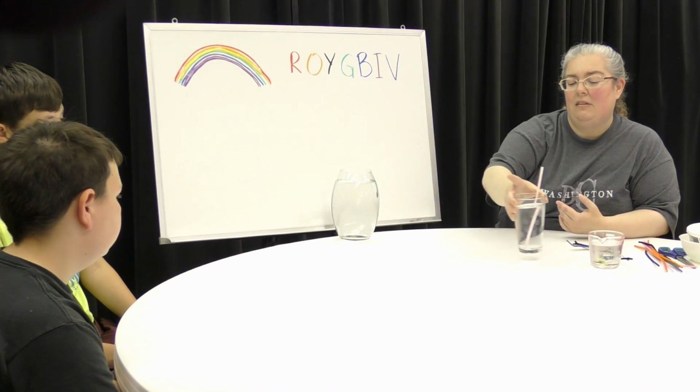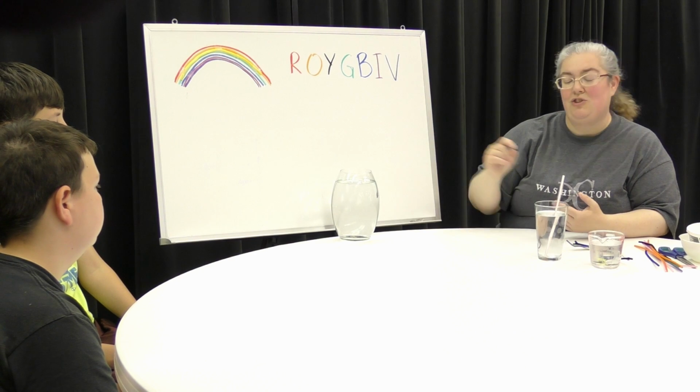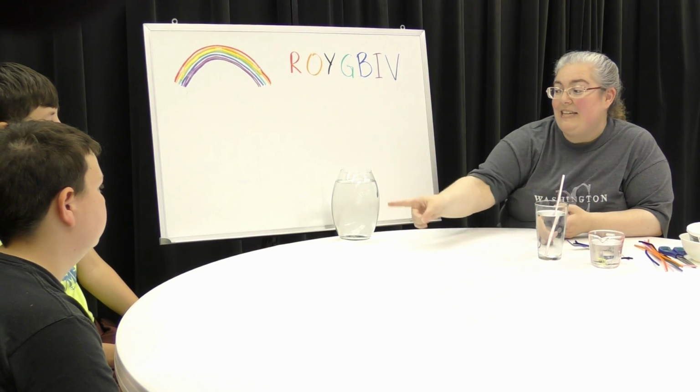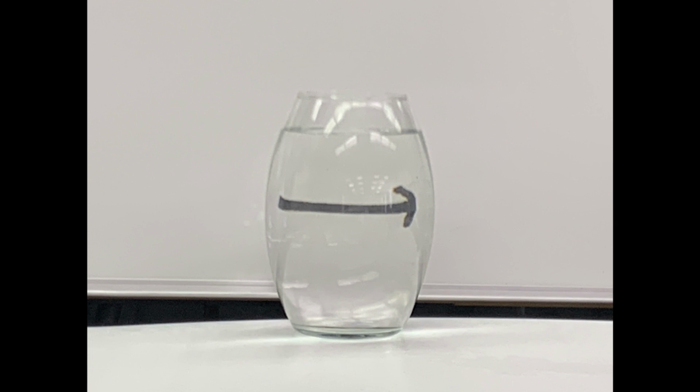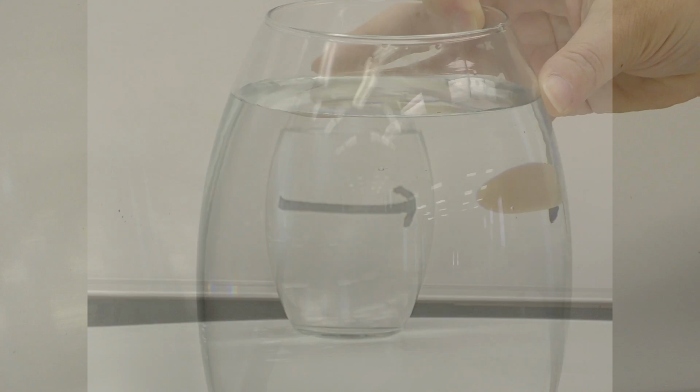The same thing with the arrow that's drawn, that you should see behind the vase of water. Which direction is the arrow pointing? It's pointing towards me. But if I move my vase of water, you'll notice that it's actually pointing towards them. Cool, huh?